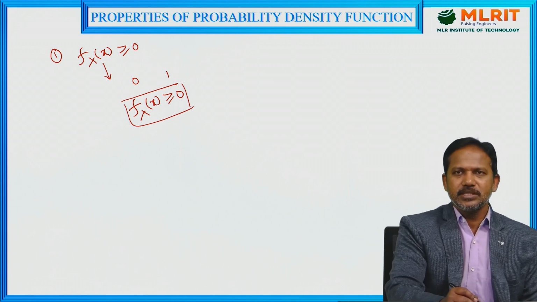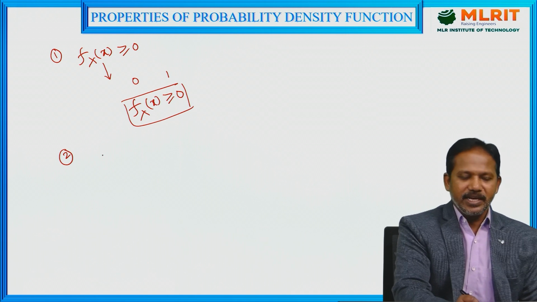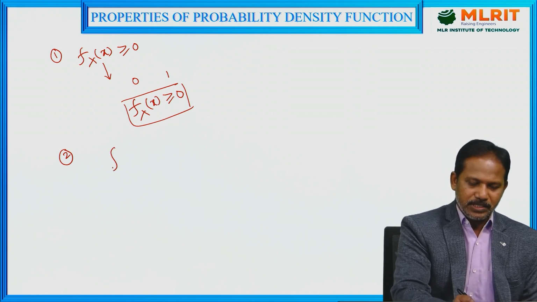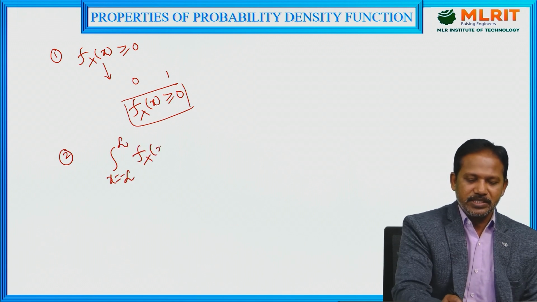Next we need to see the second property. That is, the area under the density function is always 1 only. That is, the integral from x equal to minus infinity to plus infinity of small fX(x) dx equal to 1.